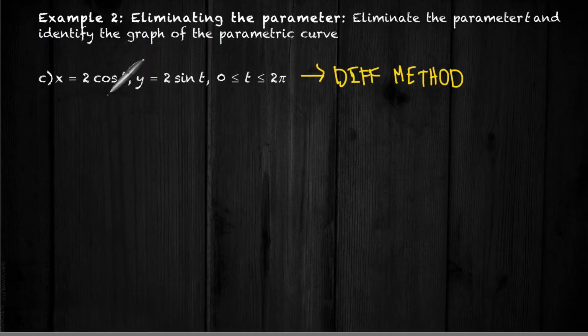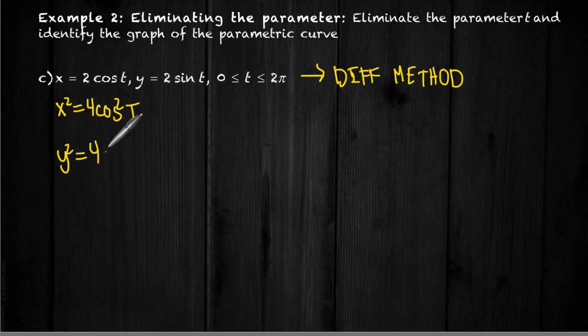What you want to do is square both sides of both of the equations. So let's say we square this one. We'll get x squared equals 2 squared, which is 4, and we have cosine squared of t. Now, don't square the angle t. You're not squaring the angle, you're squaring the trig function cosine. So it's just 4 cosine squared t, and then the y will be y squared equals 4 sine squared of t.